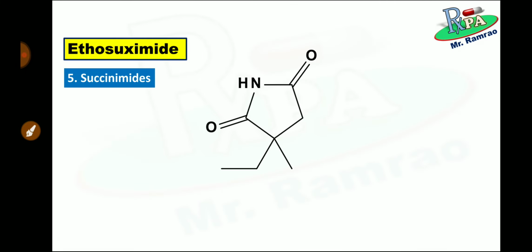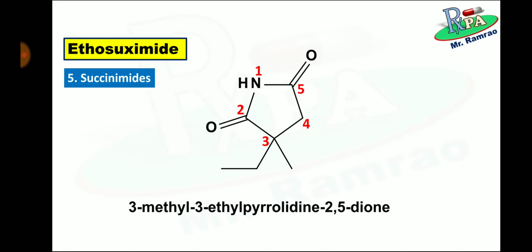Next molecule is ethosuximide. What you have to do? You have to replace the phenyl ring on the fifth position with the ethyl group, and you have to remove the methyl group on the nitrogen, and it forms ethosuximide. Now we'll see how the IUPAC name is given. So this is the IUPAC name of ethosuximide.